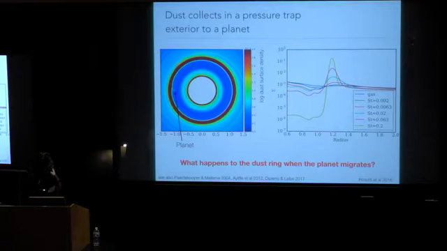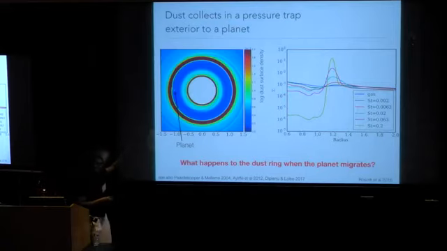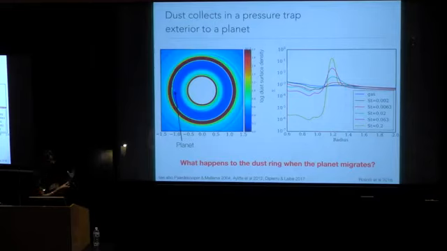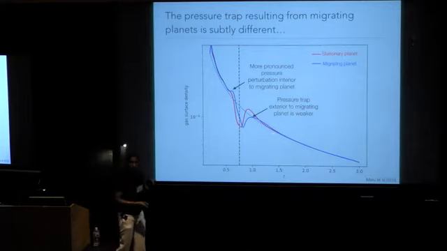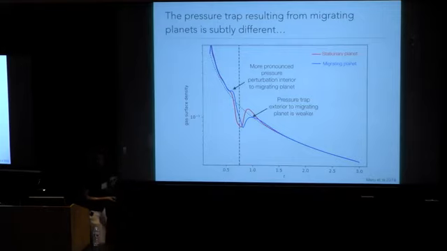But the question we started asking was, well, what happens to the dust ring when the planet migrates? All of the simulations that have been done prior to this, or many of them, had not considered the motion of the planet, and that was the right thing to do because we needed to understand the whole process of dust collection in the vicinity of the planet. So we took Giovanni's simulations and modeled them with a migrating planet this time, rather than a stationary planet. And here are some of the differences that we found.